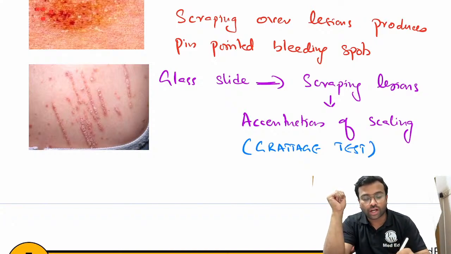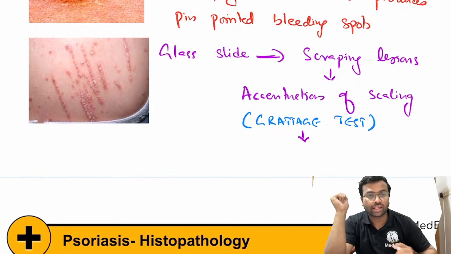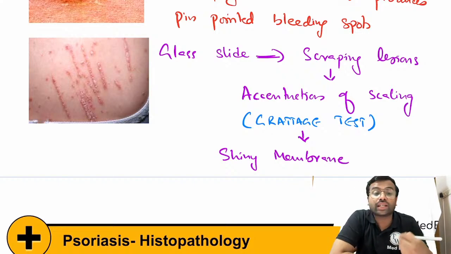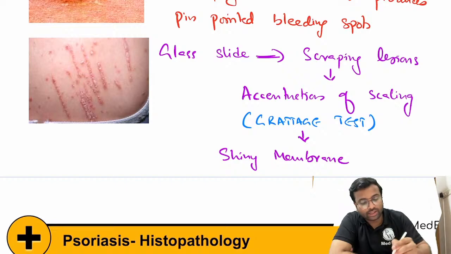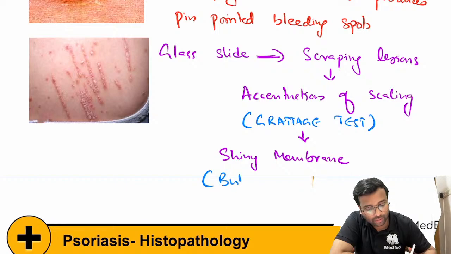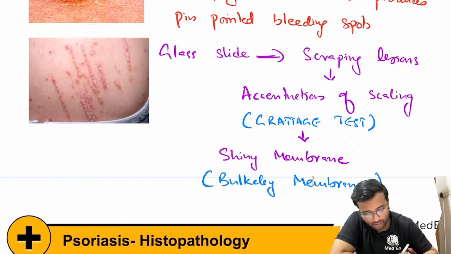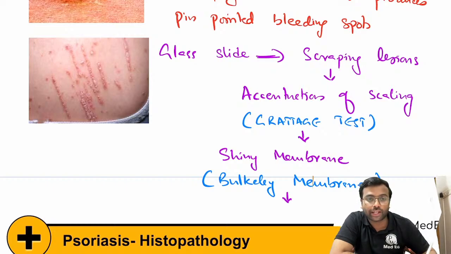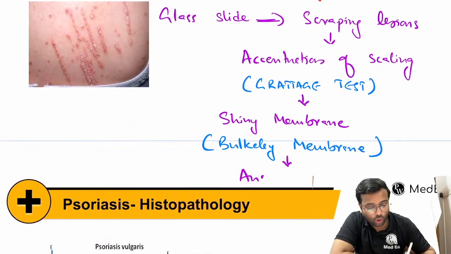Now, once you continue scraping the lesion, you can see a shiny membrane that develops. This shiny membrane is called Bulkley's membrane. And once you again continue scraping the lesion, then you can see the Auspitz sign.